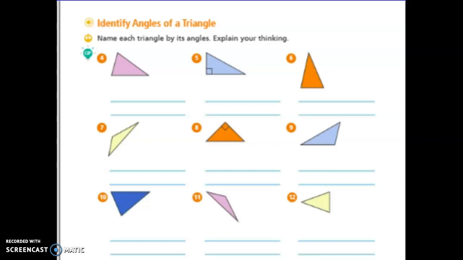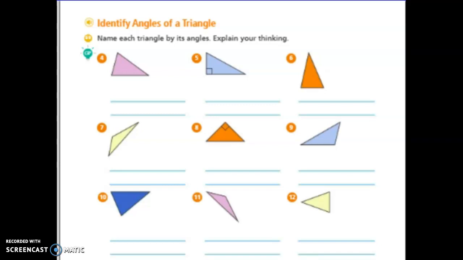Let's go on to number 5. Number 5 shows us that we have a right angle. And that looks like it's the biggest angle in that triangle. So that one is called a right triangle. Number 6. Acute angle at the bottom, acute angle at the bottom, definitely an acute angle at the top. So the biggest angle on that triangle is an acute angle. So that is an acute triangle.